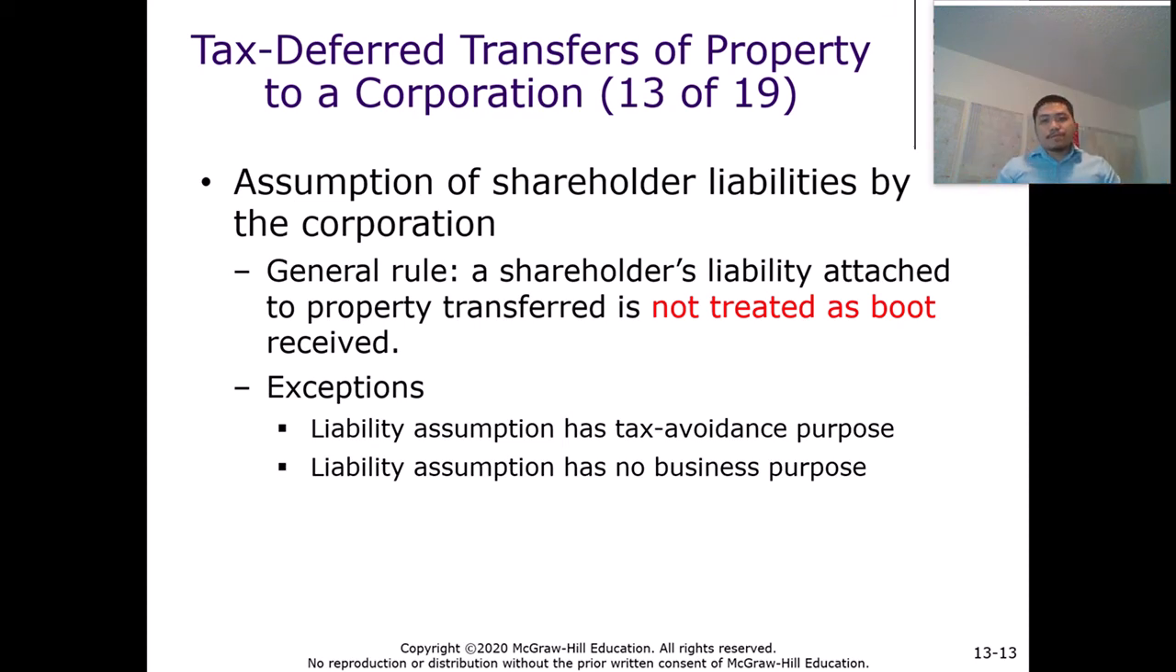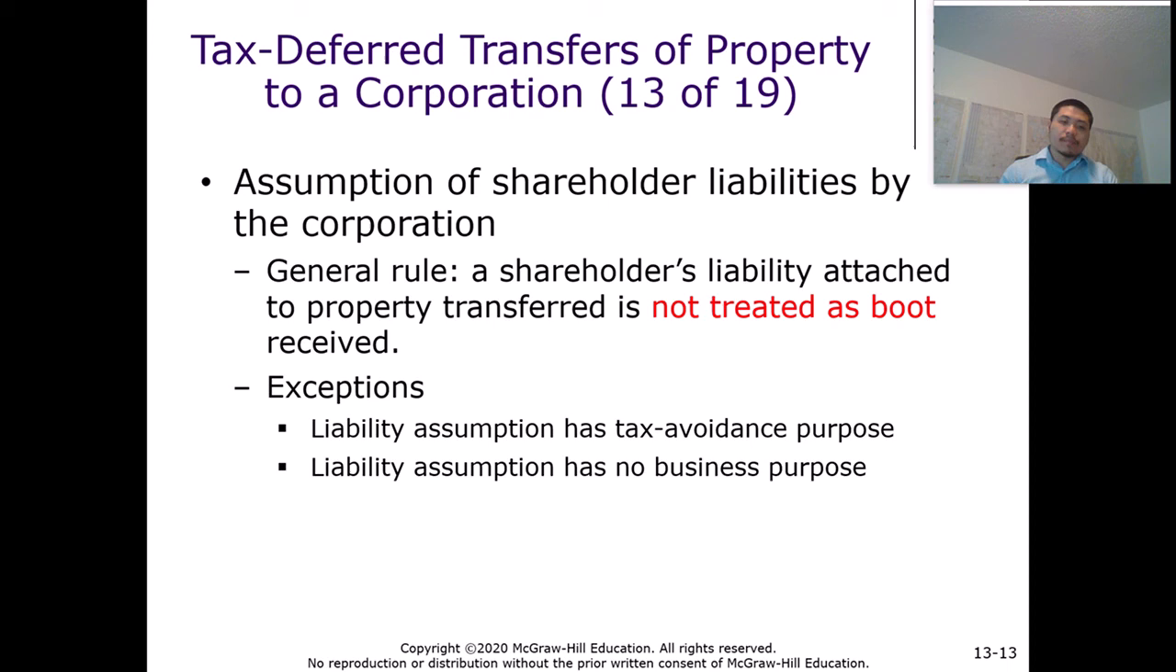Even though you could say it is boot, the corporation does not only give me the shares back, they also give me debt relief, basically. Since it's not stock, it can be considered as boot, but the rule says you don't have to treat the debt relief as boot, meaning you don't have to recognize the gain there. However, there are some exceptional cases.